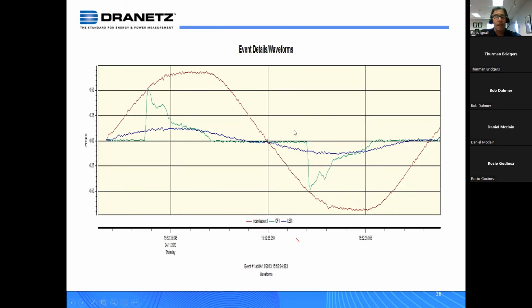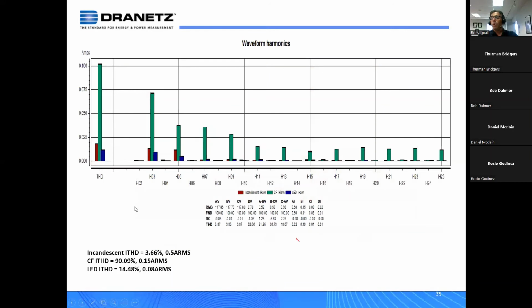This is just noise in the lab on the power system. So you can consider that pretty much this is a resistive load for the incandescent. That's a pretty pure sine wave that we should have gotten if it was isolated from the rest of the system. But you could see how noisy the CF bulb is, and not quite as noisy a problem from the LED bulb.